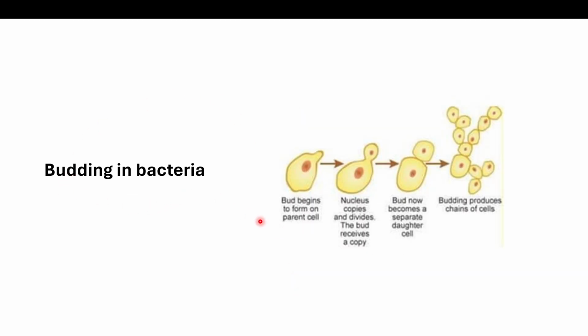Another is the budding form. In bacteria and yeast also, there's a budding type of division. This is the parent cell with the nucleus. A bud begins to form, then the nucleus copies and divides, the bud receives one copy, and the bud becomes a separate cell altogether, and then chains of daughter cells are produced.